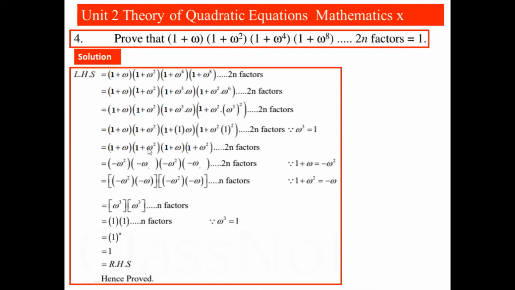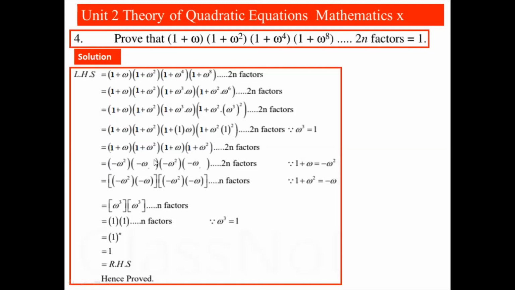Now we know that 1 plus omega plus omega square is equal to 0. So 1 plus omega will be equal to minus omega square, and also 1 plus omega square will be equal to minus omega. By replacing these values, we have minus omega square, minus omega, minus omega square, minus omega, and so on up to n terms. So all terms are in this form: first minus omega square, then minus omega, again minus omega square, and then minus omega.